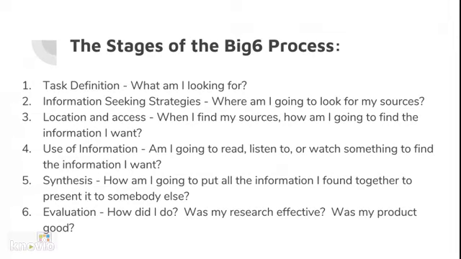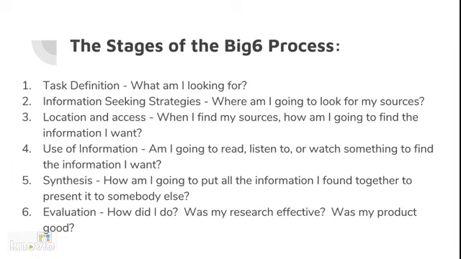As you can see on this slide, there are 6 stages to the Big 6 process. The first stage is called task definition. This is where you need to make sure you understand what your teacher is asking you to do, you understand your topic, and that way you can find the appropriate information to complete your research.